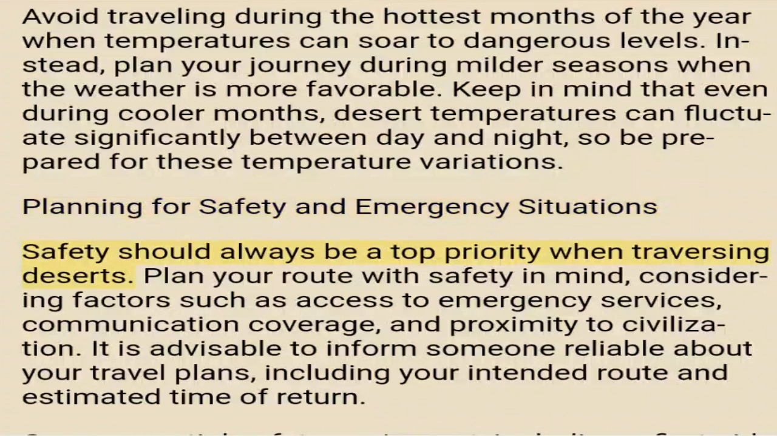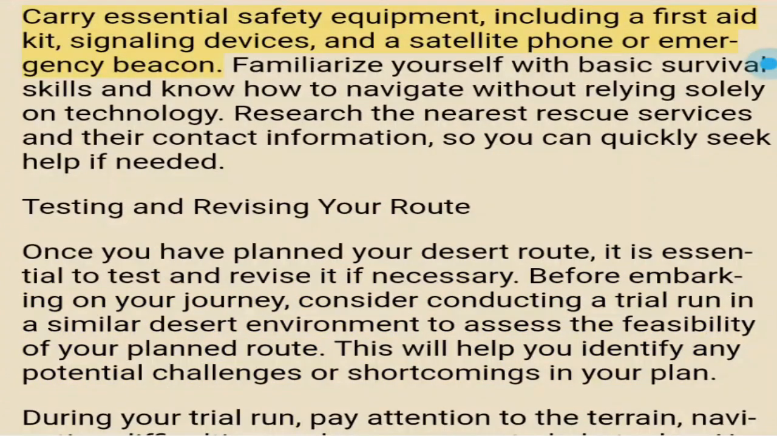Planning for safety in emergency situations. Safety should always be a top priority when traversing deserts. Plan your route with safety in mind, considering factors such as access to emergency services, communication coverage, and proximity to civilization. It is advisable to inform someone reliable about your travel plans, including your intended route and estimated time of return. Carry essential safety equipment, including a first aid kit, signaling devices, and a satellite phone or emergency beacon. Familiarize yourself with basic survival skills and know how to navigate without relying solely on technology. Research the nearest rescue services and their contact information, so you can quickly seek help if needed.